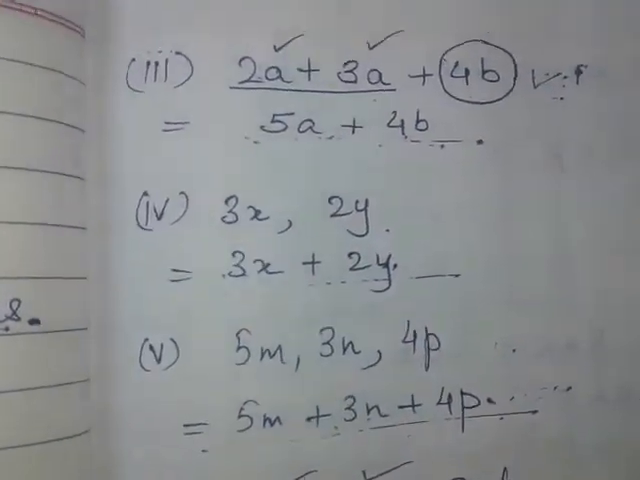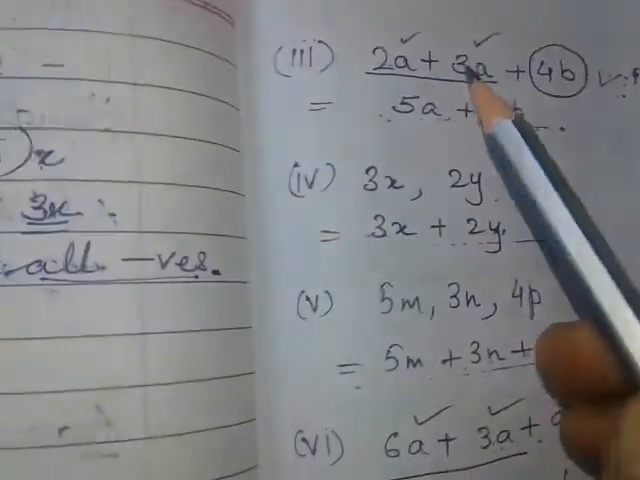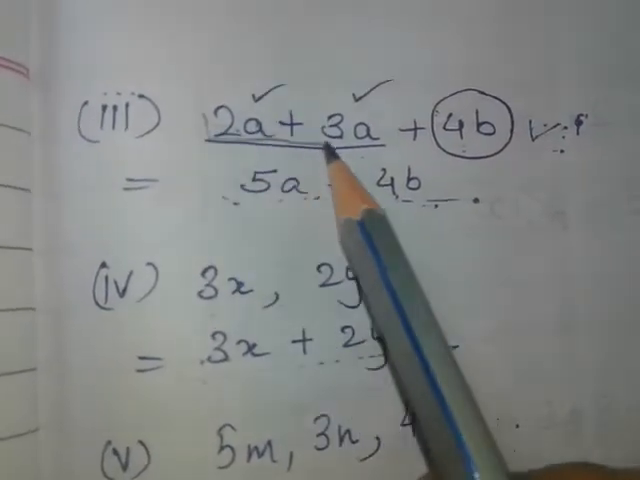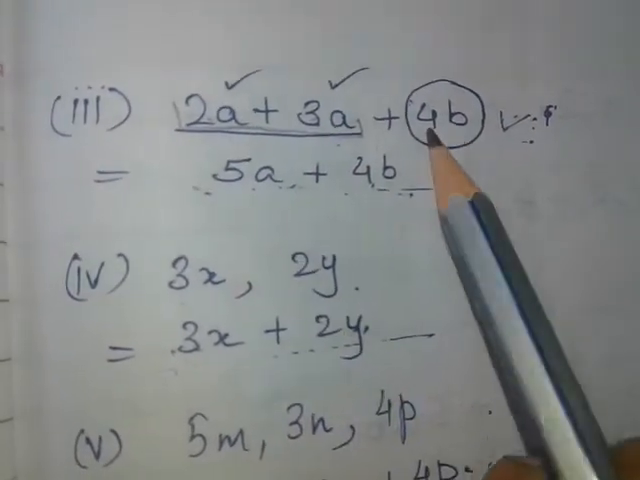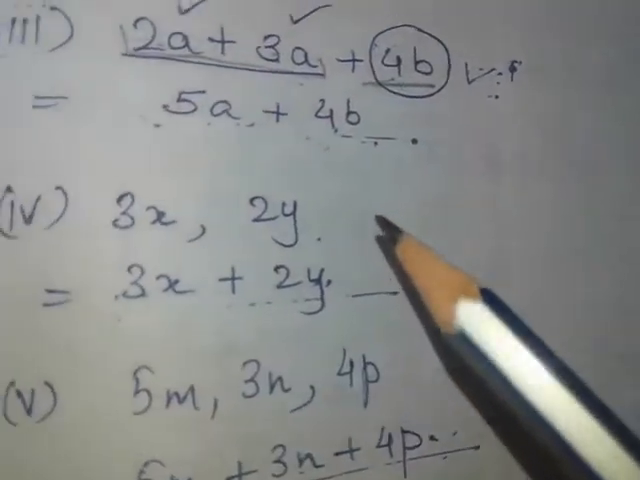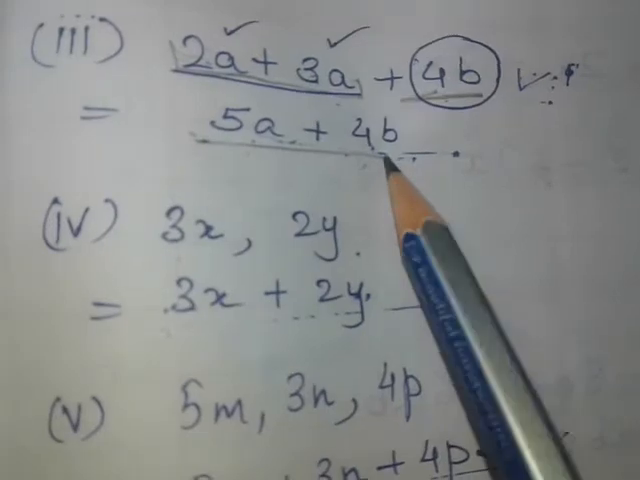So here in this case, now this is another type of question. 2a plus 3a plus 4b: add only like terms, so 2 plus 3, 5a, and rest keep it as it is. If they are not getting added or subtracted further, you have to accept that as the answer.